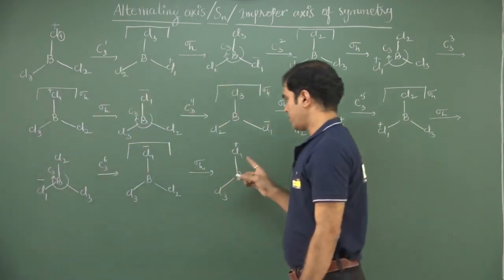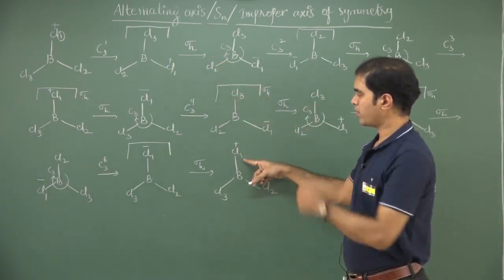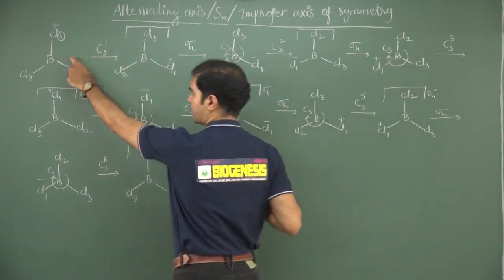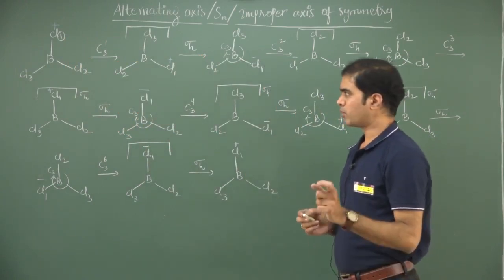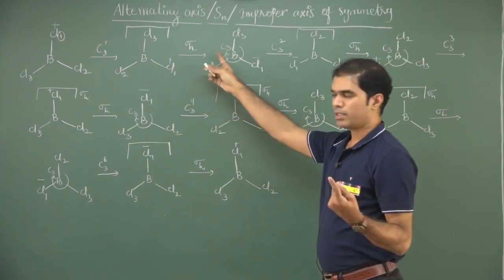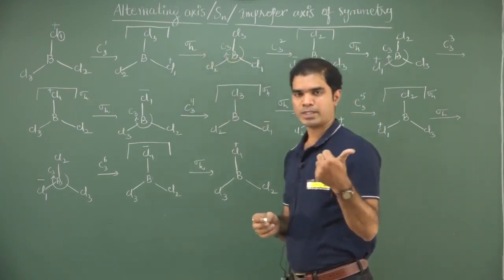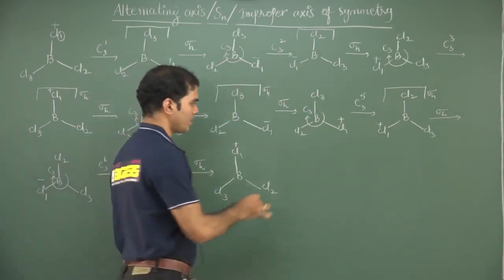Then you compare the last structure with the original one. Chlorine 1 is at position of chlorine 1, plus is as plus. Therefore, this structure and this structure are identical structure. Then you can stop the operations. So, how many combination operations have we performed? We have done S31, S32, S33, S34, S35 and S36. Altogether we have performed 6 combination operations.